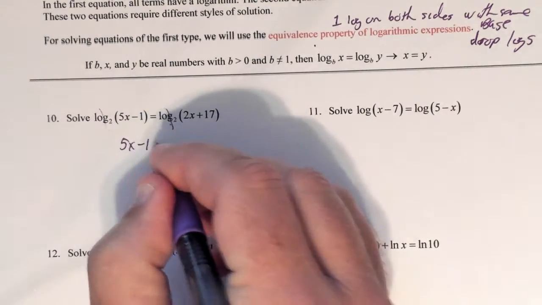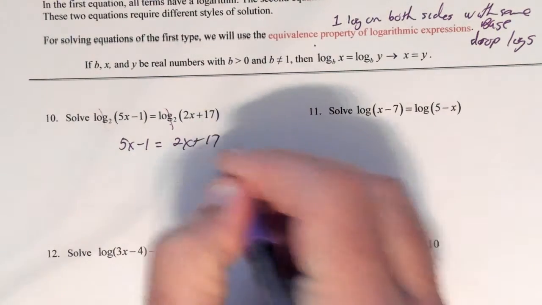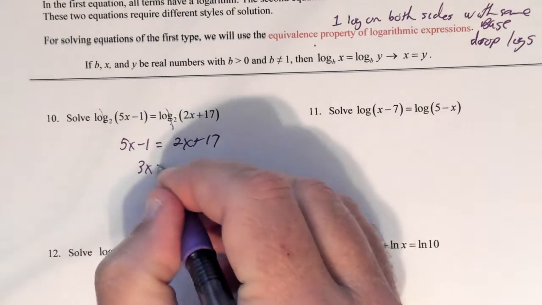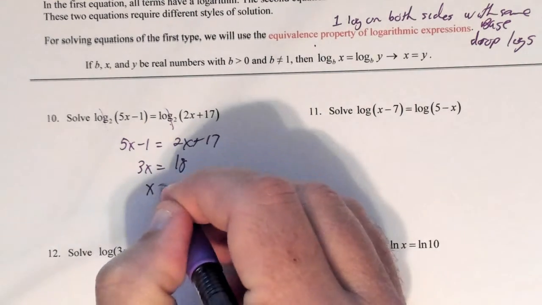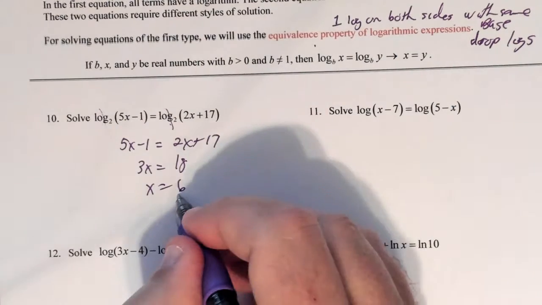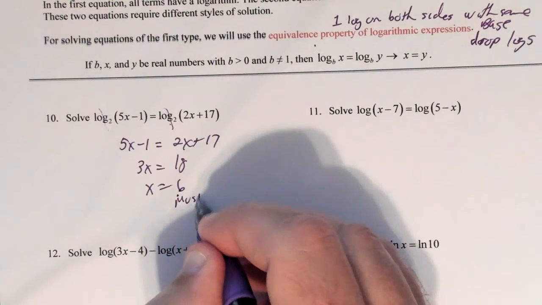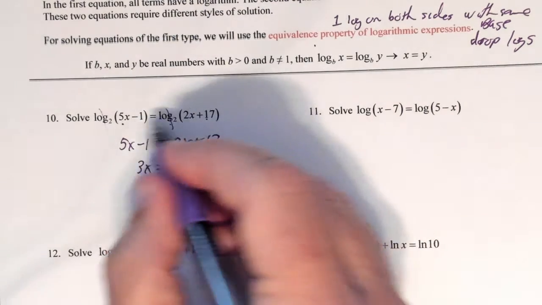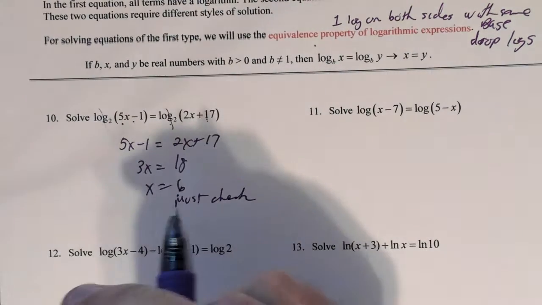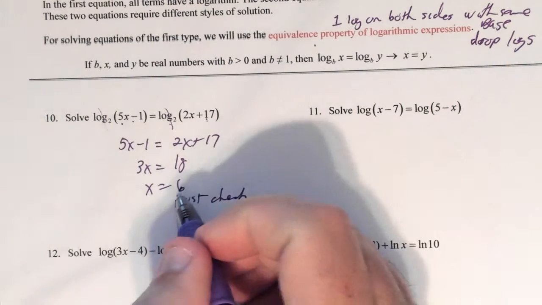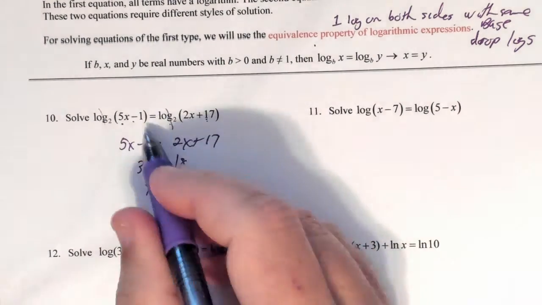I'm going to go 5x minus 1 is equal to 2x plus 17, and I'm going to solve, which is going to give me 3x is equal to 18 and x is equal to 6. Now, you must check to make sure when I plug 6 back into both of them, you get a positive value. They should be the same too, but they will be as long as they're not negative. You cannot have a negative.